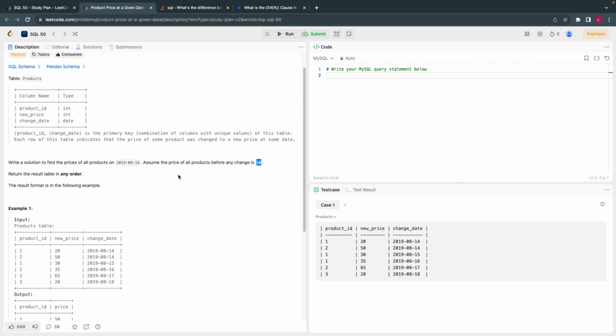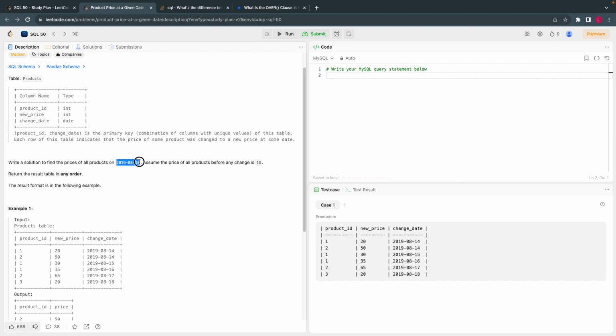So on a particular day, let's say August 16, 2019, they want to check the price of all the products. Imagine they started a campaign or started selling a product from 1st Jan 2019, and the product's price could change at different dates based on the requirement, based on the demand. They increase, they decrease, whatever could happen. So maybe after 8 months, they want to see the price of different products on August 16, 2019.